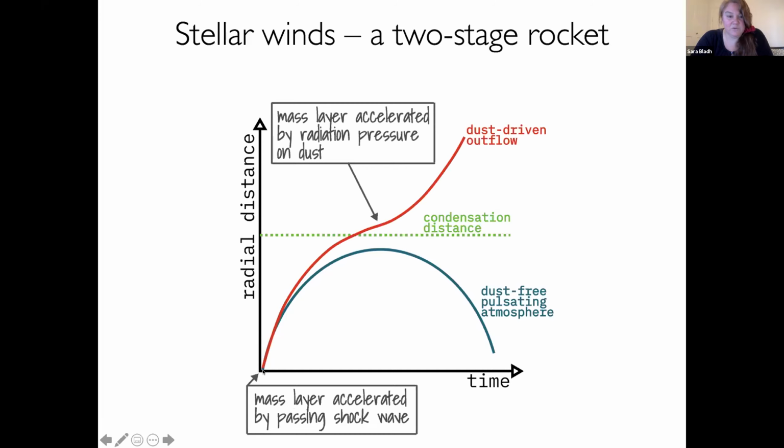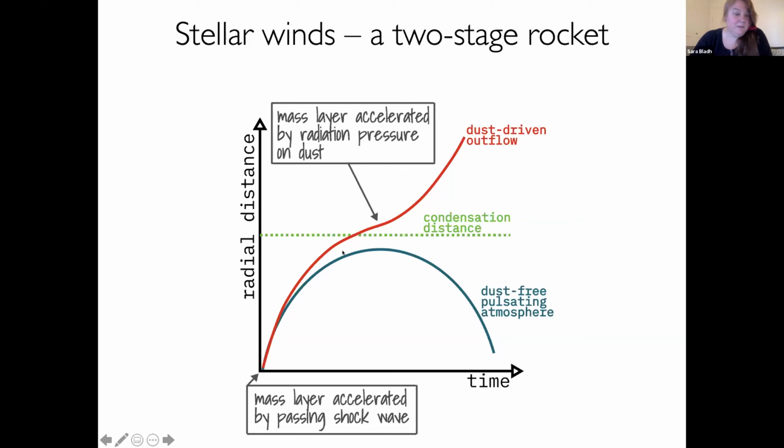the gas. So what you're seeing here is a schematic picture of this. On the y-axis, you have the radial distance from the star. On the x-axis is time. And here you see a mass layer. Okay, so a mass layer is accelerated by a passing shock wave, and then lifted and compressed.